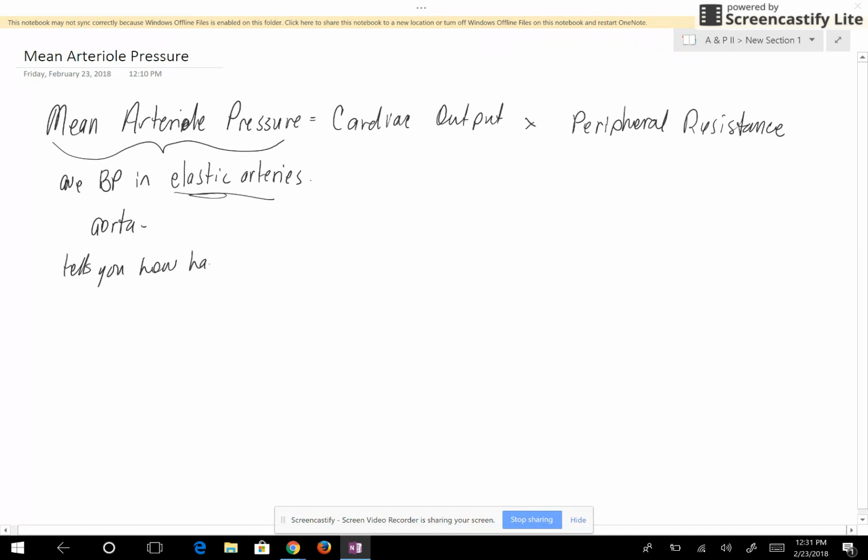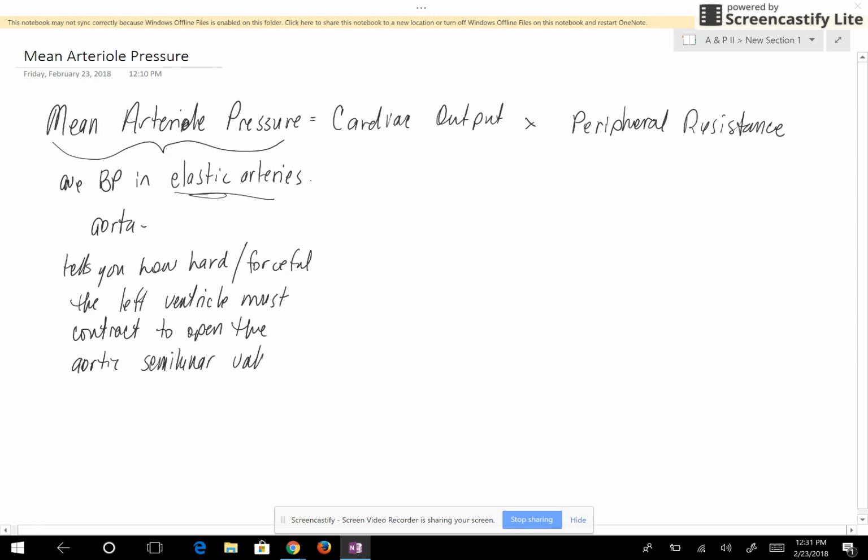Tells you how hard or how forceful the left ventricle must contract to open the aortic semilunar valve. So if your mean arterial pressure is high, that means that the left ventricle is going to have to pump with more contraction or a harder contraction, and it's going to eventually just weaken the heart.